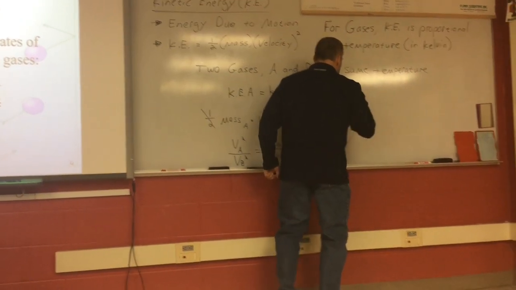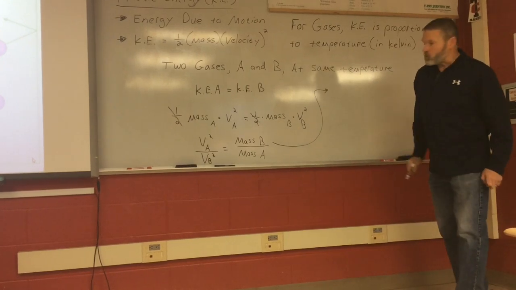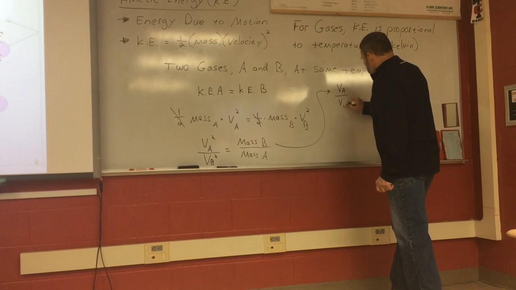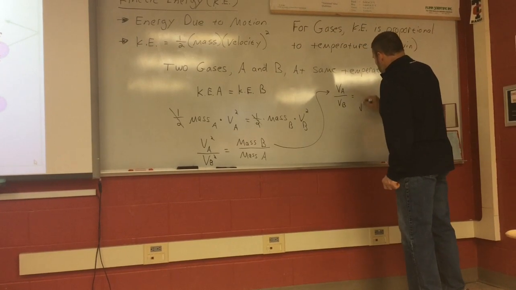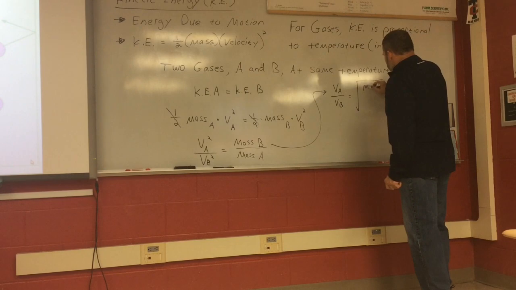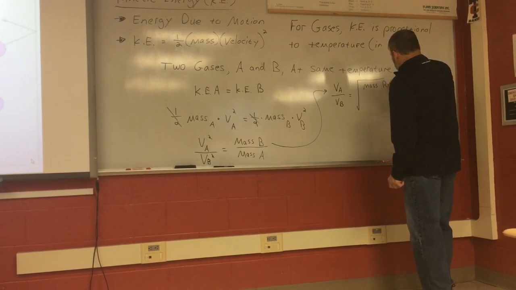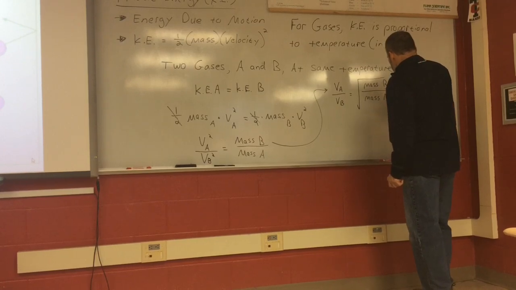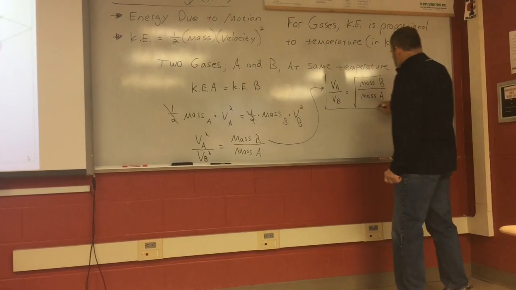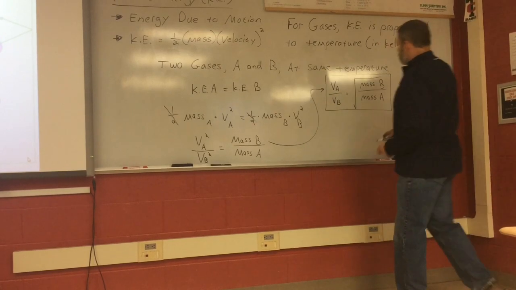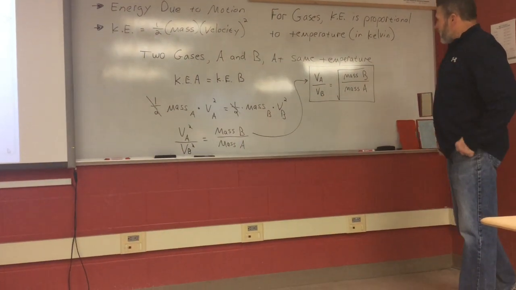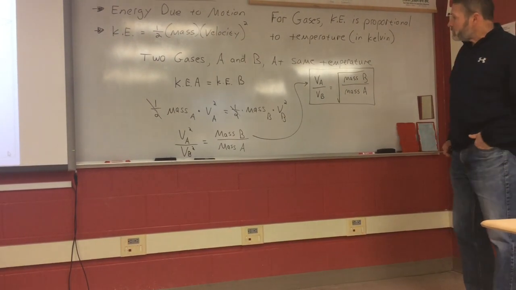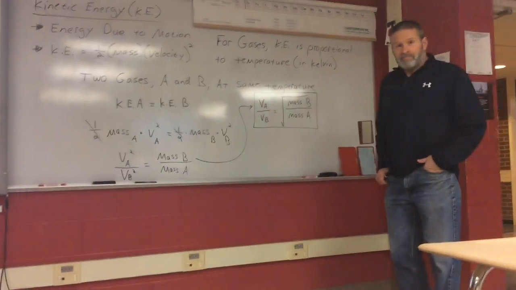We could leave it that way, but typically they do one other thing. I'll come back up over here where I have a little more room. We're just going to take the square root of both sides. And we'll end up with this. And that is known as Graham's law of diffusion. And remember, it can also be used for effusion.